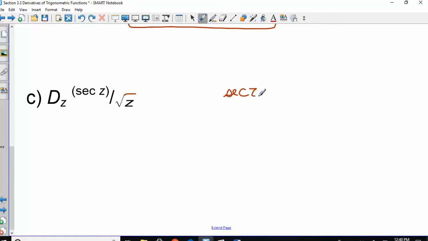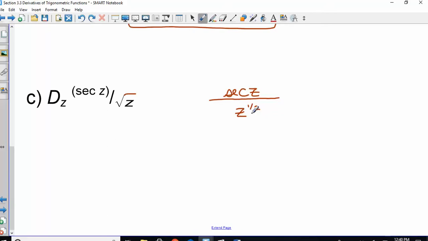This is the secant of z divided by the square root of z, or z to the 1/2. There's actually a couple ways I can do this problem. What are your thoughts? Quotient rule, that's the first one. What's another way? Product rule. You would have to bring that z to the 1/2 up, so it becomes z to the -1/2, and then you would do product rule. So both of those are legal.